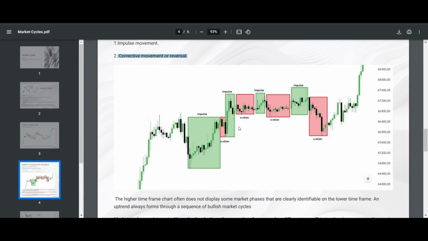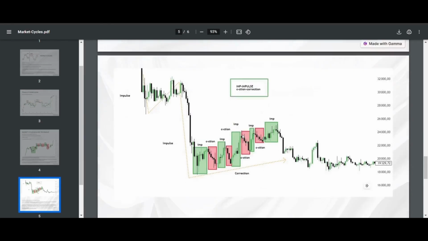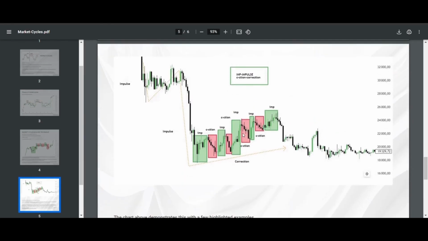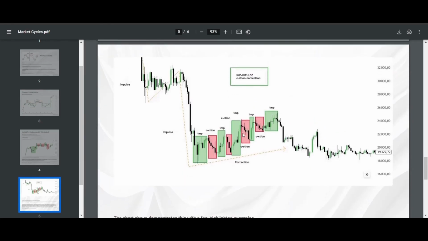One cycle will always be leading. It plays a primary role, serving as a starting point for other, smaller cycles that form and exist within its framework, often during corrective phases. Next, we have the following slide. The diagram above demonstrates this with several highlighted parameters.